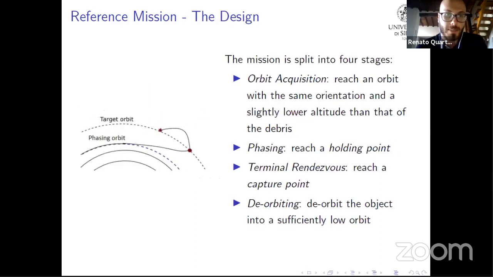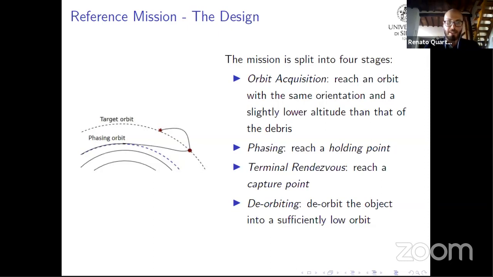The mission has been split into 4 stages. The mission starts with the satellite, which is left on the parking orbit by the rocket, and its first scope is to reach an orbit with the same orientation and a lower altitude than that of the debris, called phasing orbit. Once reached this orbit, the satellite must approach a holding point, which is a point situated a few kilometers ahead of the debris, and this is done in the phasing stage.